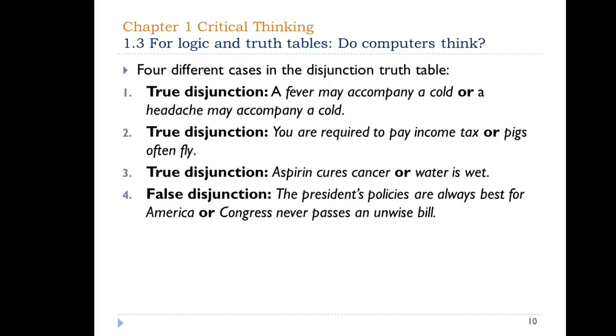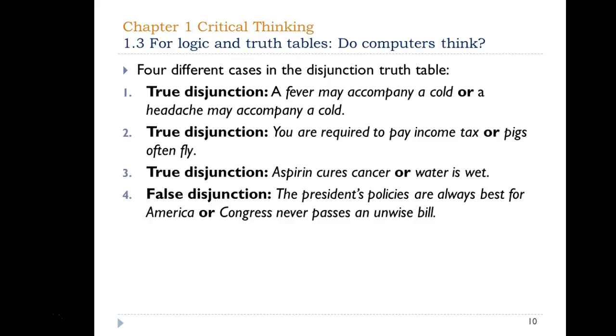A true disjunction. You are required to pay income tax, or pigs often fly. It is true that you are required to pay income tax. It is false that pigs often fly. The disjunction is true.